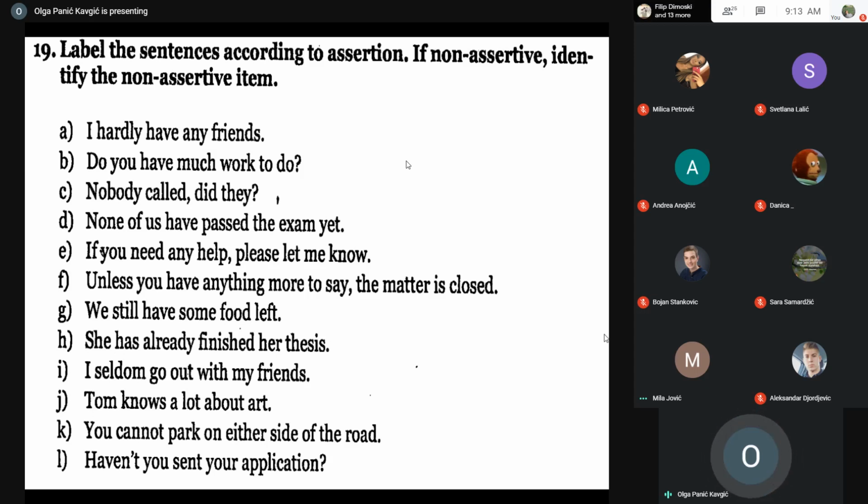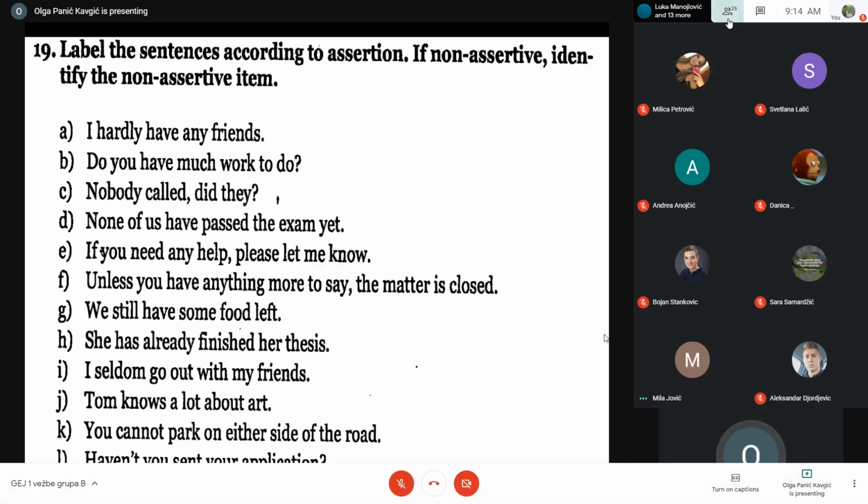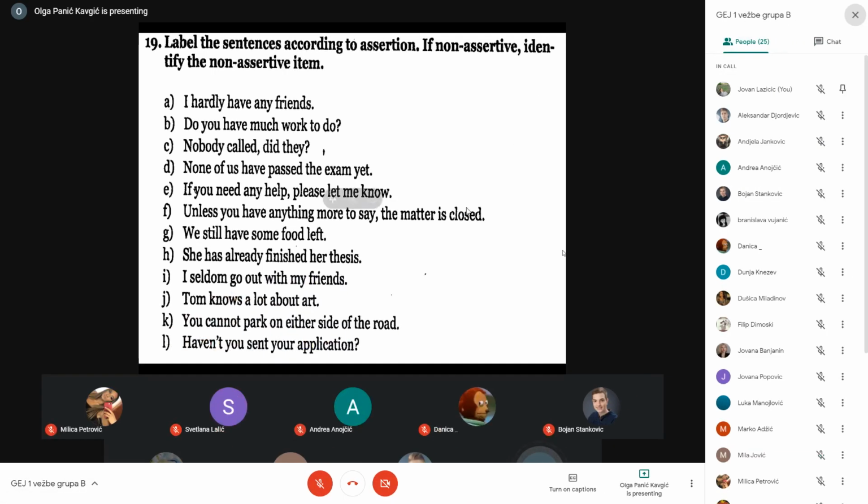Do you have much work to do? I don't have much work to do. You wouldn't say, do you have a lot of work to do? So a lot of is somehow not that strictly, but it tends to be restricted to assertive contexts. Okay, good, thank you. The third one, nobody called, did they?